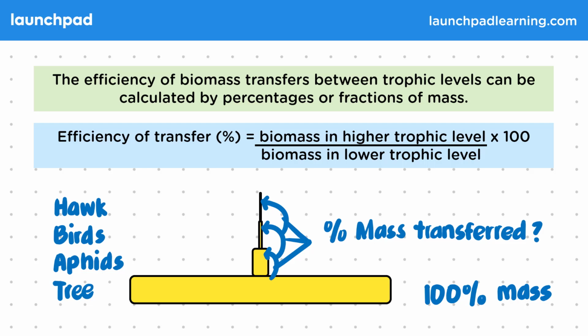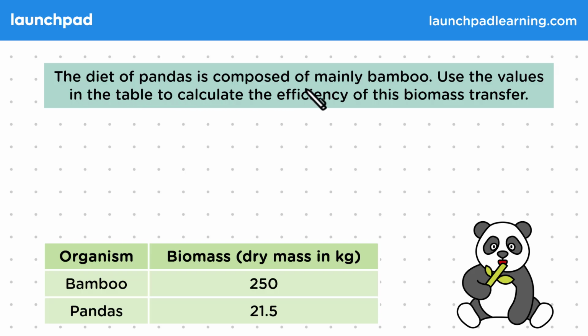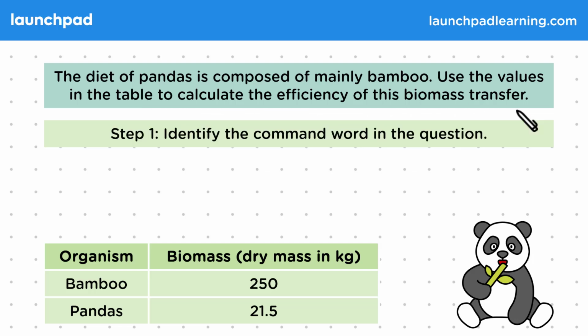In the exam, how might you be expected to use this equation? The diet of pandas is composed of mainly bamboo. Use the values in the table to calculate the efficiency of this biomass transfer.